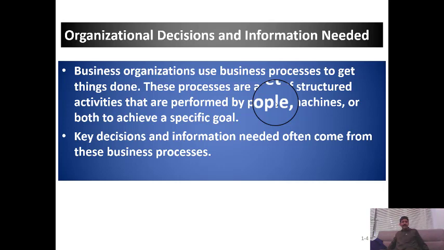Now, managers take decisions and they need information. For every decision, where does the information come from? It comes from business processes, like a purchase decision. And where does the purchase decision come from? From the purchase process. What do you mean by purchase process? Purchase processes are the step-by-step activities undertaken to make a purchase.